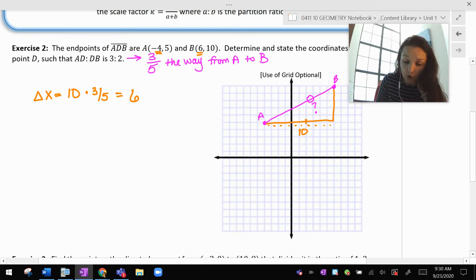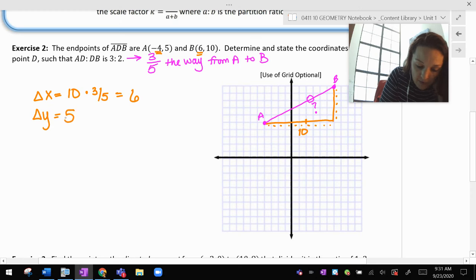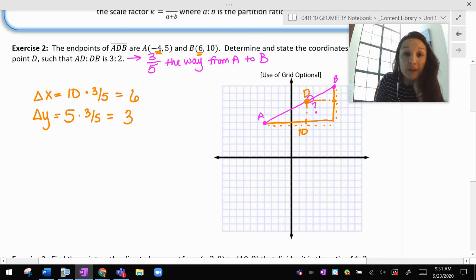Now let's figure out how far to go up. Well, y went up 5. So my delta y was 5. But again, I don't want that whole thing. I just want to go 3/5 the way. So 5 times 3/5 is 3. So I went over 10. Now I want to go up 3. So if I figure out where those intersect, it's right here. And that is the exact location of point D.